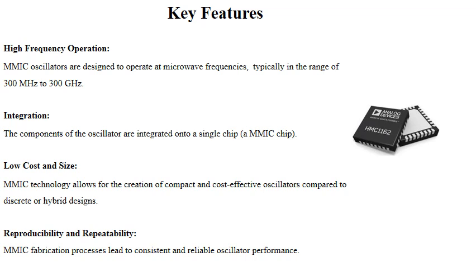So what are the key features? The key features are high frequency operation. MMIC oscillators are designed to operate at microwave frequencies, typically in the range of 300 MHz to 300 GHz. And what is the integration? The components of the oscillator are integrated onto a single chip, the MMIC chip. This chip is low cost, and the size is also small. And reproducibility: MMIC fabrication processes lead to consistent and reliable oscillator performance.